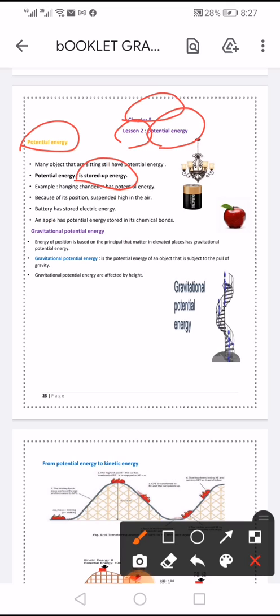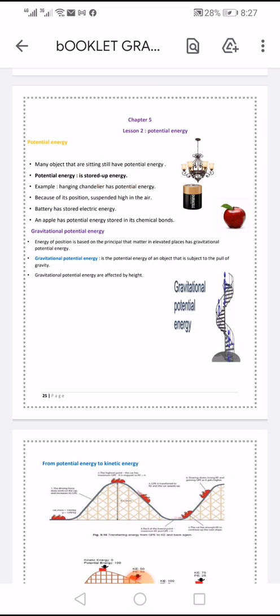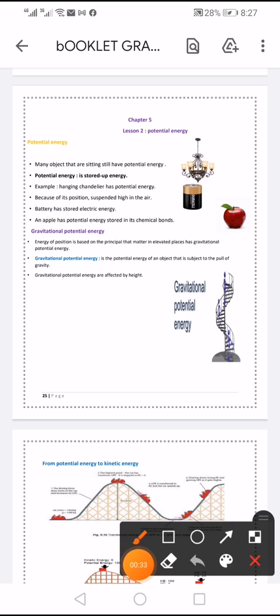For example, a hanging candle has potential energy. Look at this candle, it has potential energy. So any object has potential energy, has stored energy.